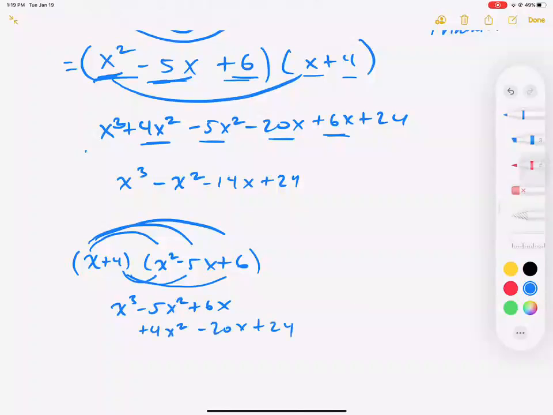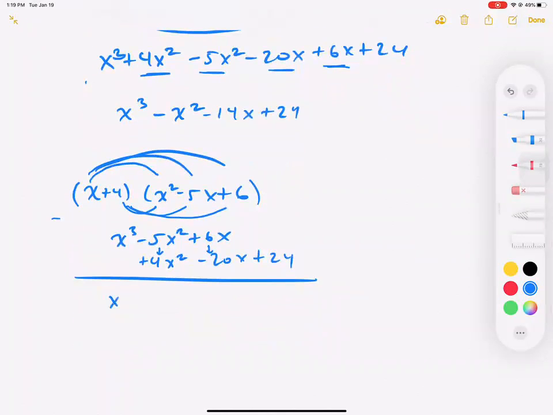If you take a look here, when I write it, all the like terms are already lined up. And they're right next to each other. So it's easier to find than me having to look throughout the problem. That's x cubed. Negative 5 plus 4 is negative 1x squared. 6 minus 20 is negative 14x. And 24. We end up with the same answer. And really, we did exactly the same steps. But organizing it a little bit differently might help us from looking for like terms.